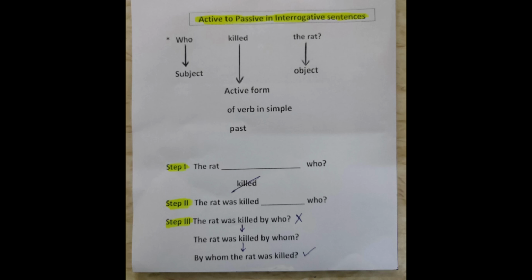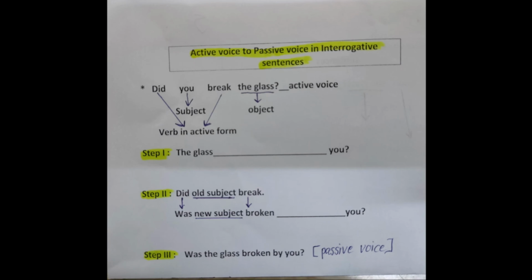Now, for the sake of introduction of sophistication, little sophistication, we can topsy-turvy this sentence, isn't it? Instead of writing the rat was killed by whom, we can write by whom the rat was killed. Now, let us take one more example of interrogative sentence where we have to turn active voice into passive voice.